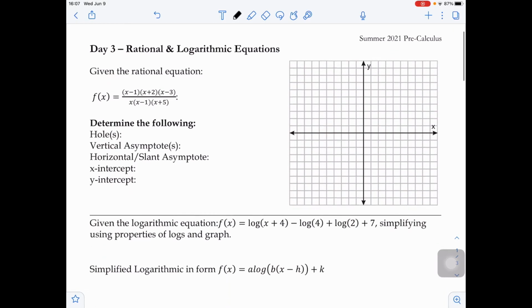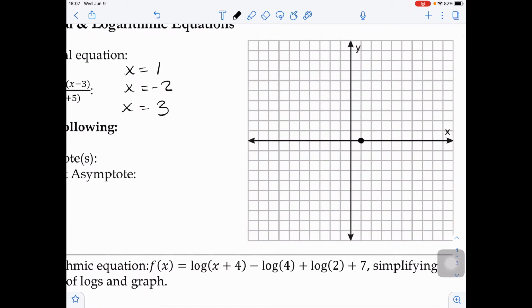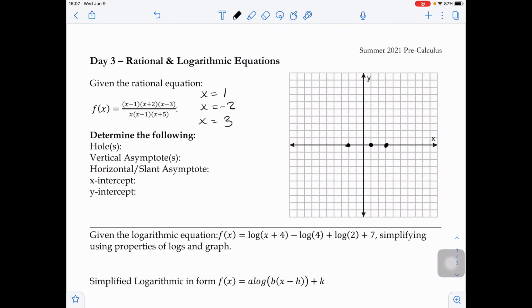Alright, so this is the question of the day on day 3. So we have to, well, first let me graph this equation. As we can see, since on the numerator you can see these 3 factors, we know the zeros have to be x equals 1, x equals negative 2, and x equals 3. So we know that at those 3 dots, those have to be the x-intercepts.